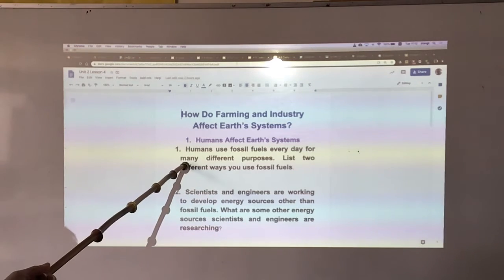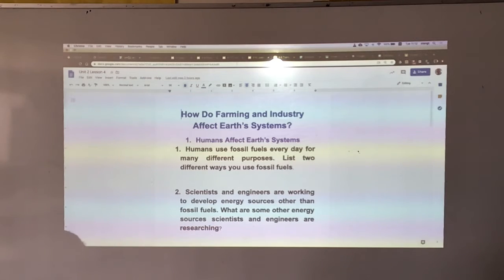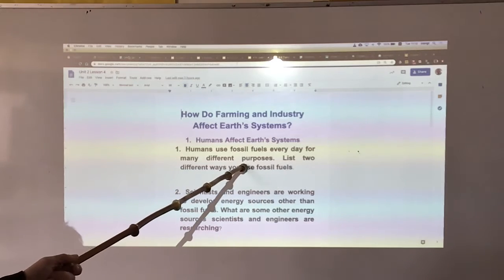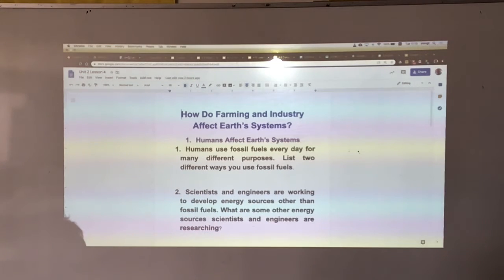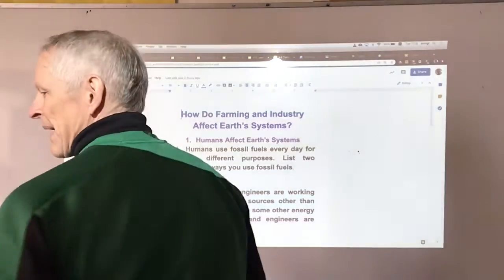Number one, humans use fossil fuels every day. That's you. Most of you are human. I know there's 3 robots, but anyway, every day for many different purposes. List 2 different ways you use fossil fuels. Well, you robots, you probably also use fossil fuels because you need the energy from some way. You might be nuclear powered, I don't know, solar powered, who knows? I don't know your power system.